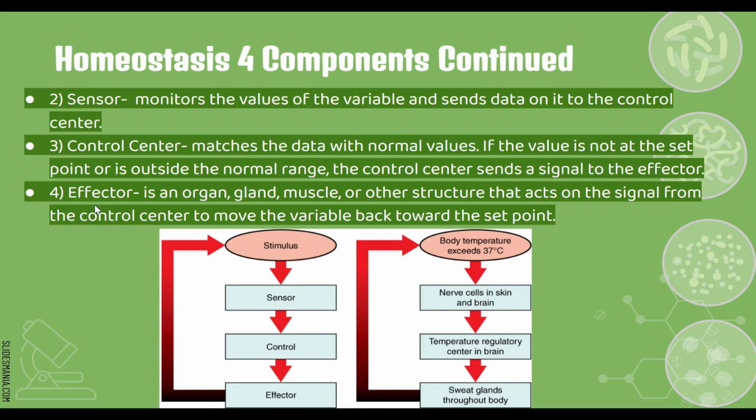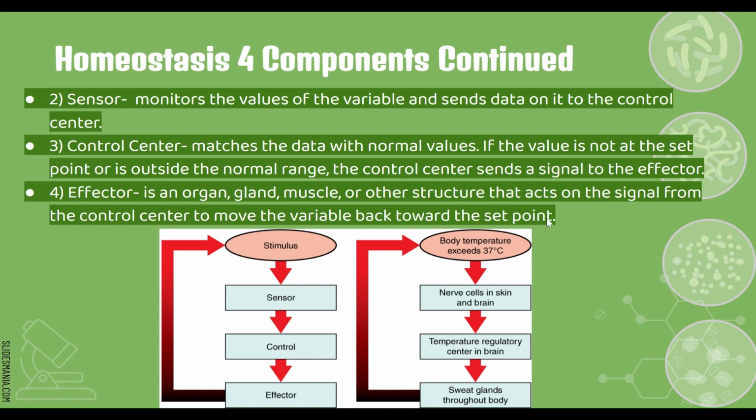And then what the effector is, it's an organ, a gland, muscle, or any other structure that acts on the signal from the control center, right? So basically, the effector is a thing getting the message from the control center, and it acts on the signal to move the variable back to the set point, right?